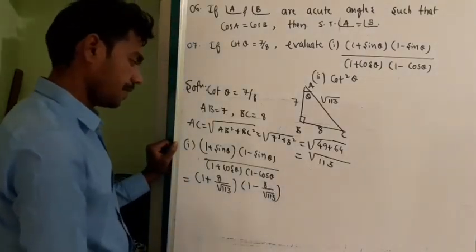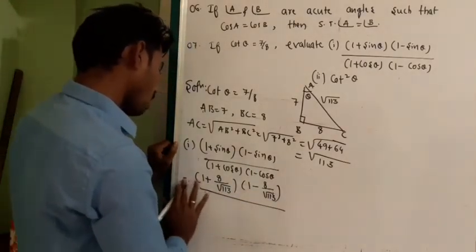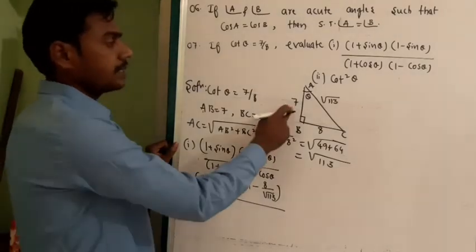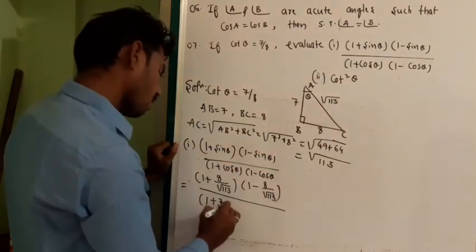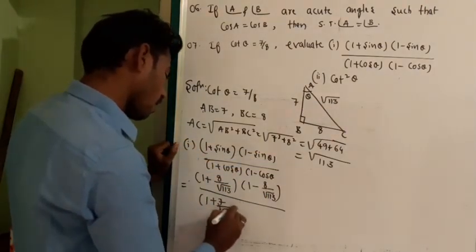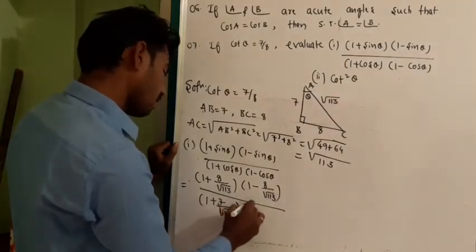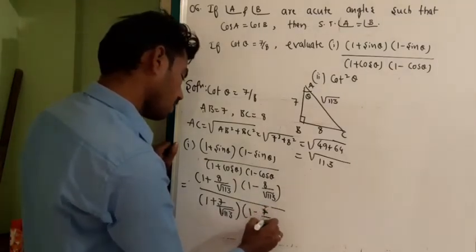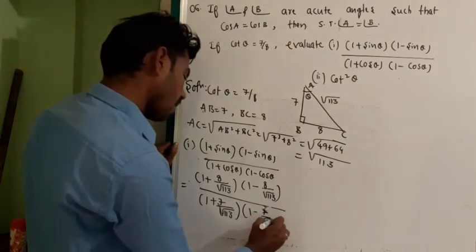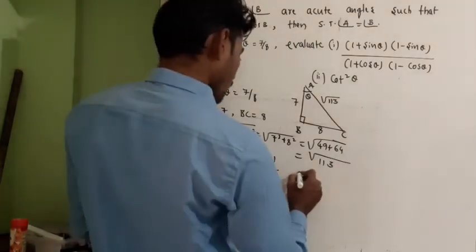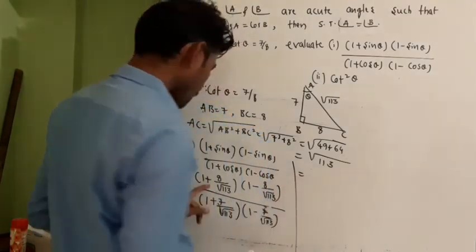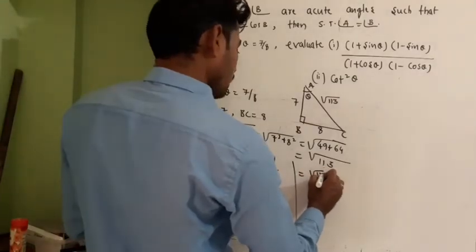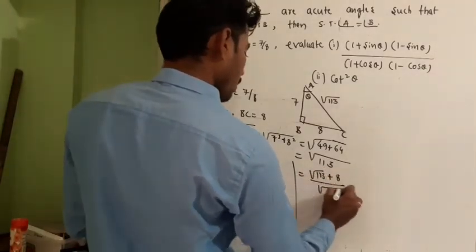Fine. Next, divided by 1 plus cos theta. What is cos theta? Adjacent by hypotenuse, that is 7 by root of 113. Then 1 minus 7 by root of 113. Now I will continue here, which is equal to 1 plus 8 by root 113, meaning root of 113 plus 8 divided by root of 113.